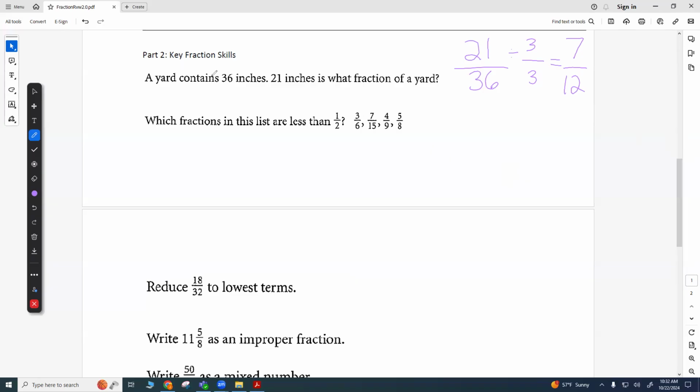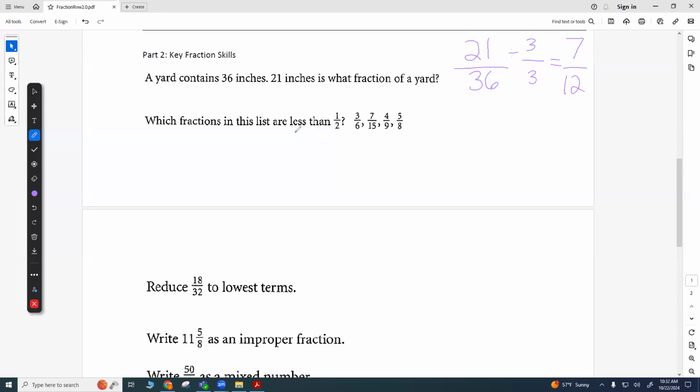So, when they're asking you to just create that, right? How many parts do you have and how many total parts are within your given whole? So here we have 36 whole inches in 1 yard, and we have 21 of those. Okay. How about the second question? Which fractions in this list are less than 1/2? Can anyone answer that?